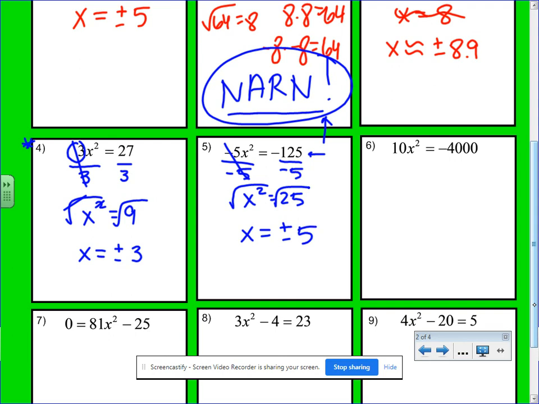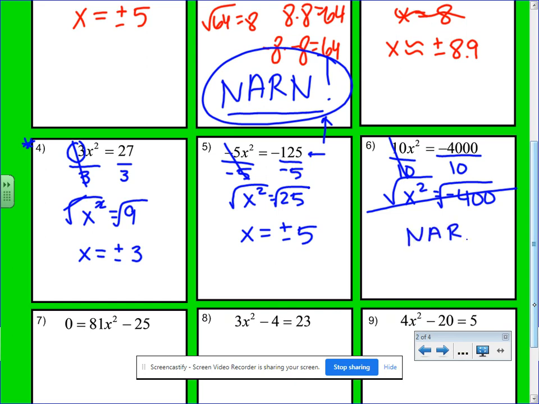All right, number 6. 10 is being multiplied by x squared, so I have to get rid of that 10. So I get x squared equals negative 400. Okay, well now if I take the square root, I will be trying to take the square root of a negative number, and we can't do that. So this one is narn.